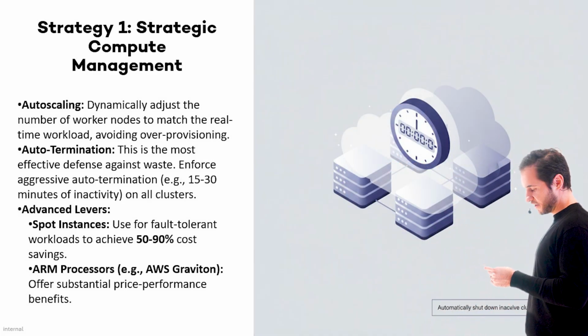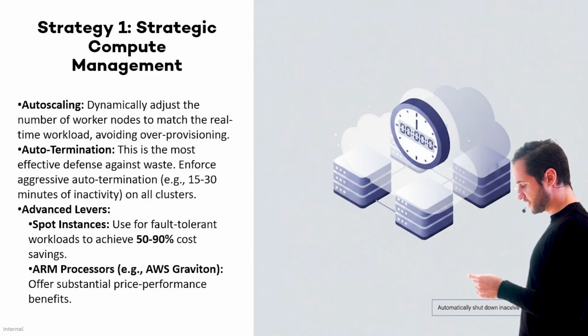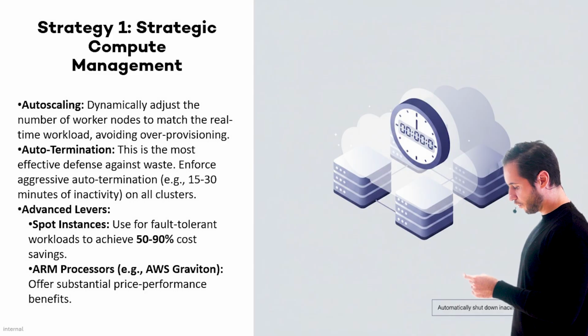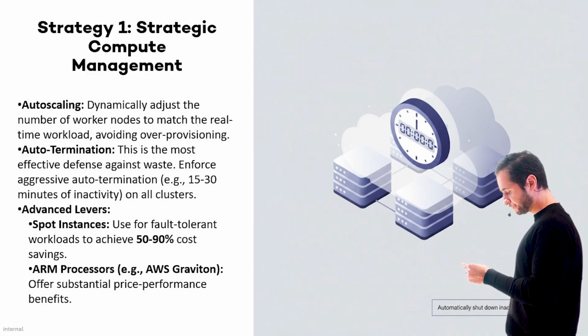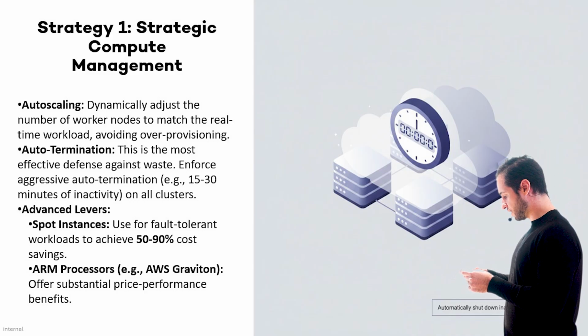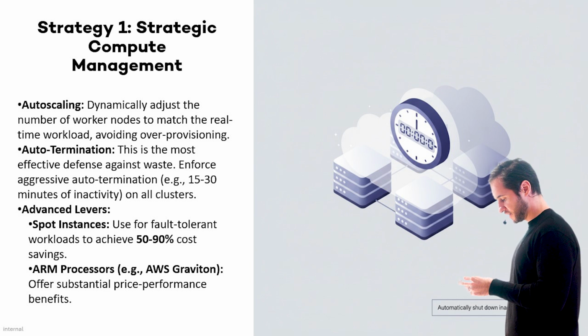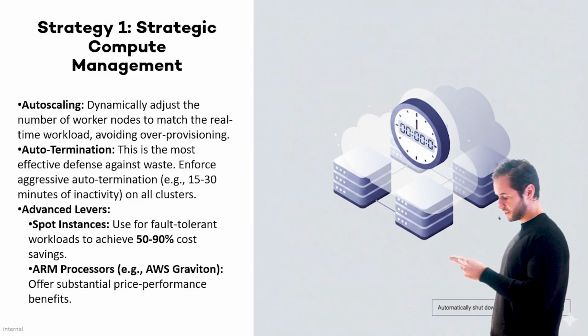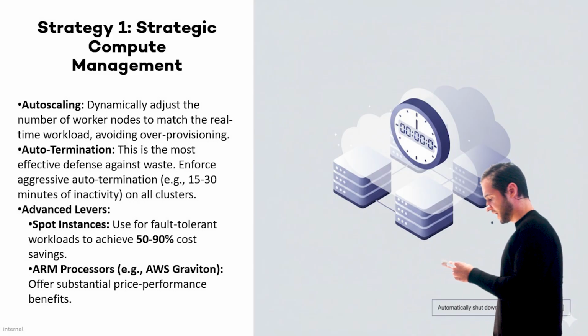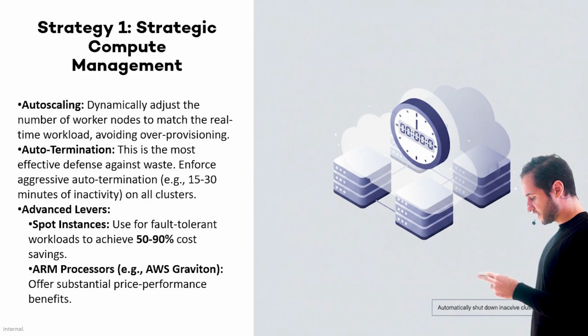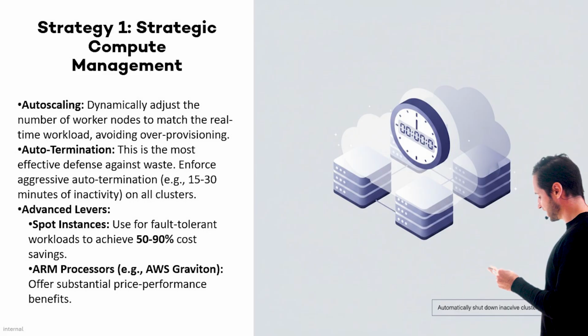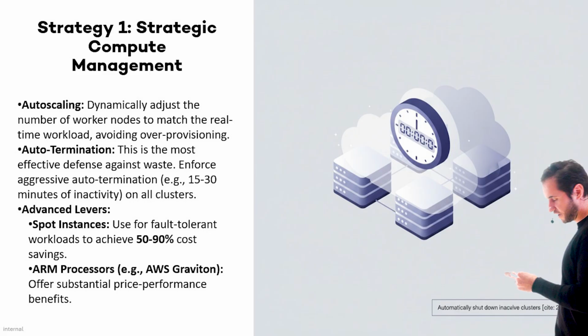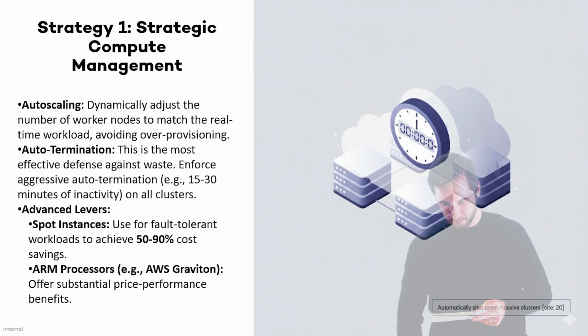Auto-termination. This is the best way to stop waste, not just for your VM types but for all your workload types. Shut down after 15 to 30 minutes of inactivity, so you don't pay for idle clusters. And spot instances: if your job can handle restarts, using spot instances you can save 50% and up to 90% of money.